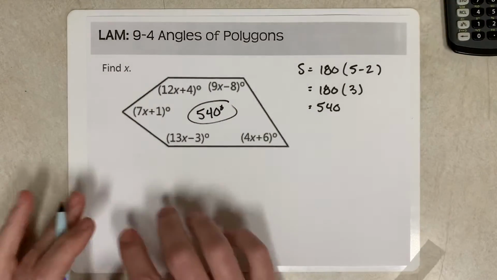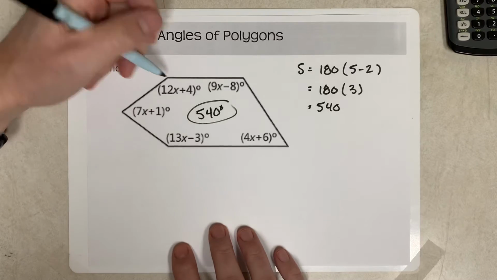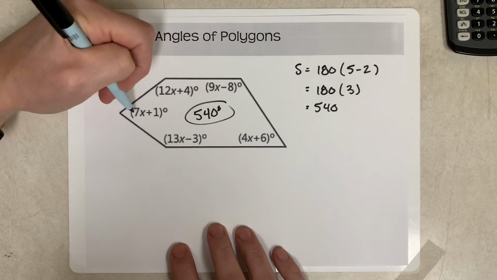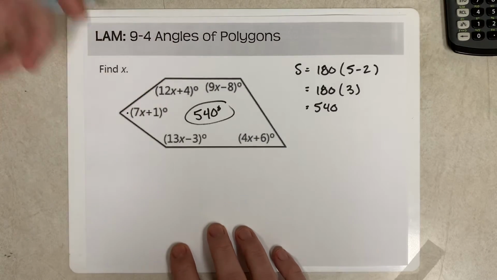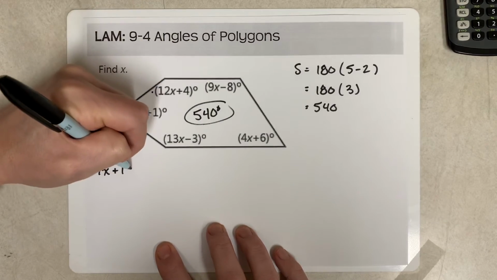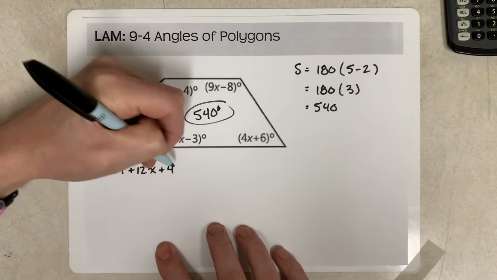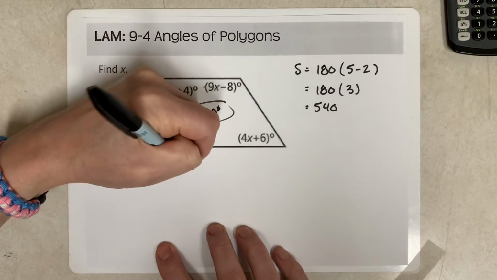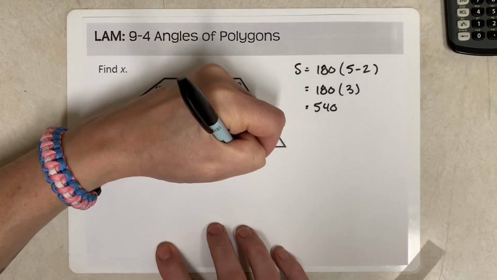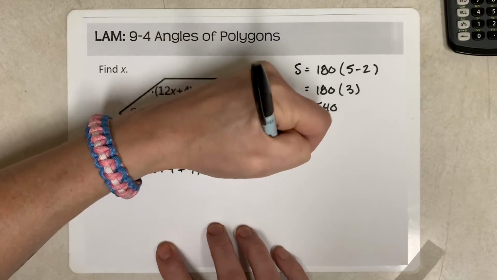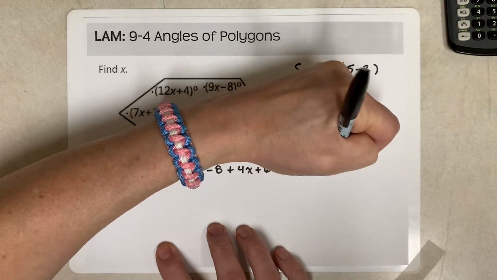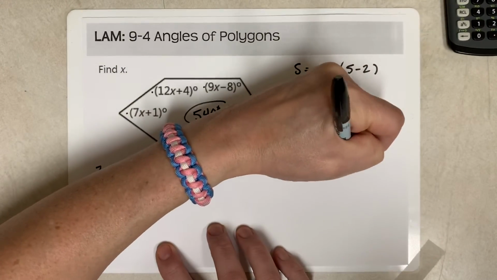This one should be fun. It's going to stretch probably all the way across here. All right, when you got a lot of stuff like this, the first thing you want to do is pick one and start from there. So I'm going to pick the 7x plus 1 plus 12x plus 4 plus 9x minus 8 plus 4x plus 6 plus 13x minus 3. It's all equal to 540.